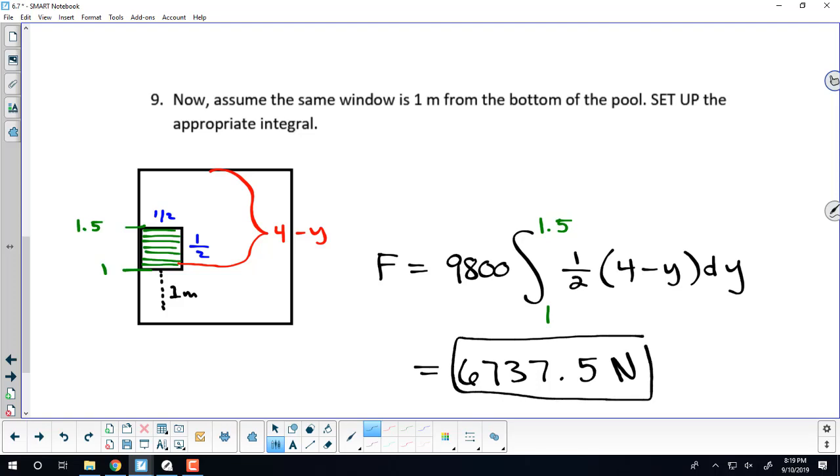So on the test, are you going to have us working it out or just setting it up? Both. Yeah, both. Any questions on that?